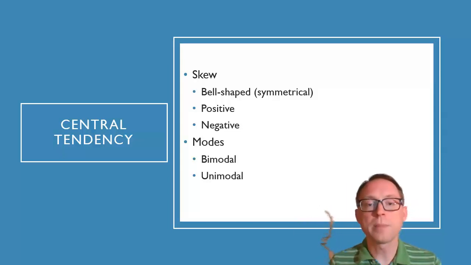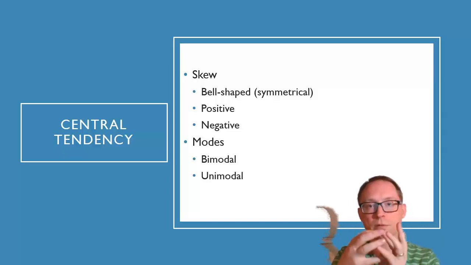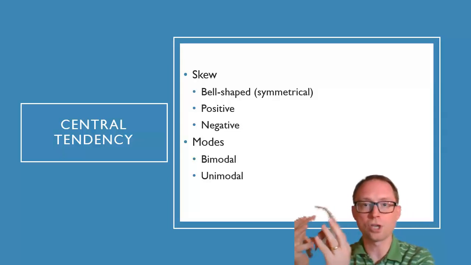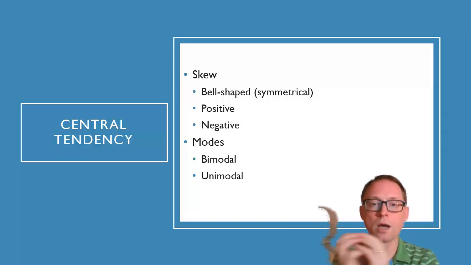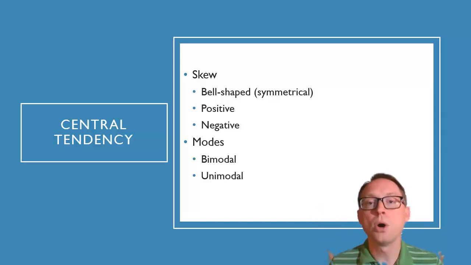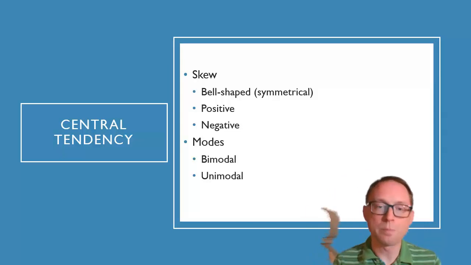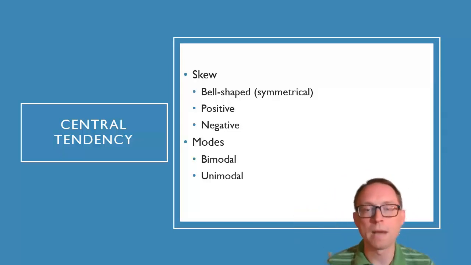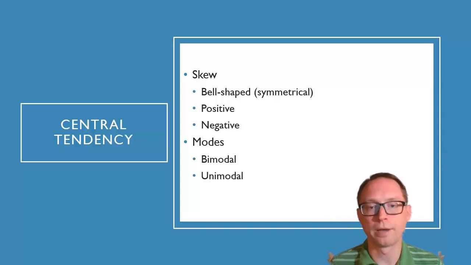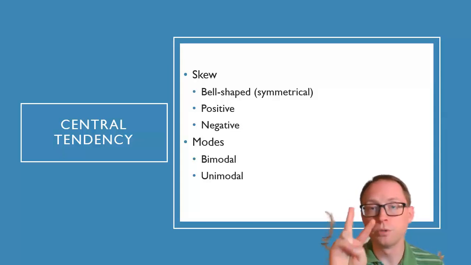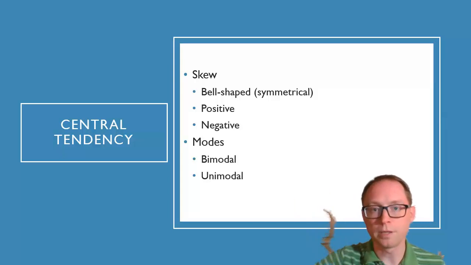And so we need to talk about skew and modes. Skew is whether or not there are some scores pulling the average, pulling the mean, up or down. Modes means how many bumps do you have? Like how many peaks? If you think about them as mountains, how many peaks do you have? Okay? So bimodal means two peaks. Unimodal means one. That's what that means.